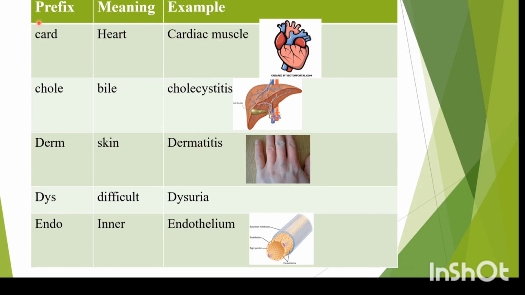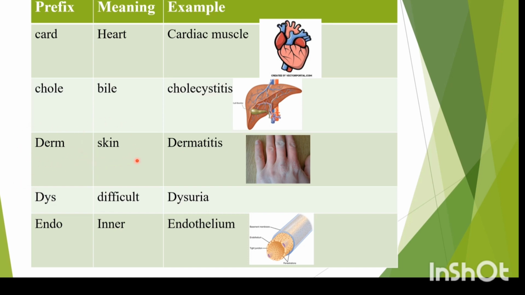Next one, card. Card means heart. Example, cardiac muscle. Heart muscle is called cardiac muscle. Next one is chole. Chole means bile. Example, cholecystitis. See here, this is a liver, and below the liver there is one small structure called gallbladder. So gallbladder contains bile. If any inflammation happens in the gallbladder, it is called cholecystitis. That means inflammation of the gallbladder.